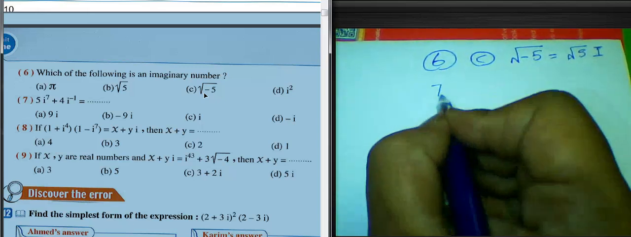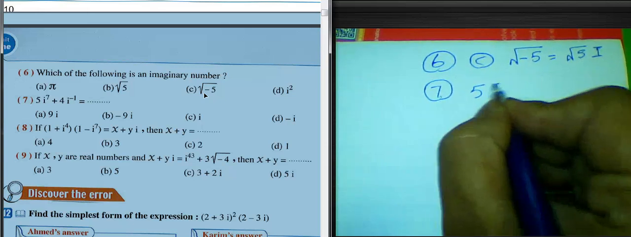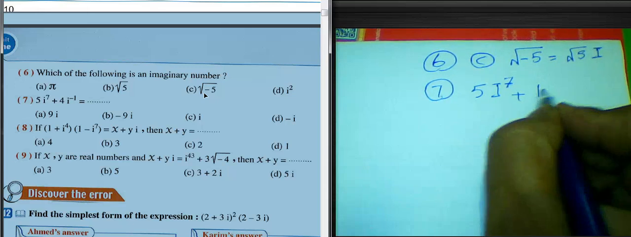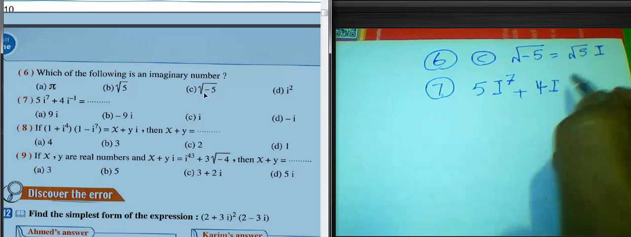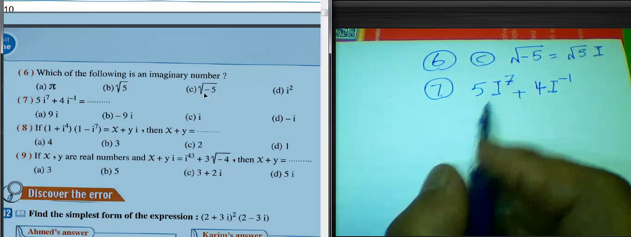Question number 7: 5i power 7 plus i, or 4 multiplied by i to the power negative 1. We know i power 7. Look at with me here.